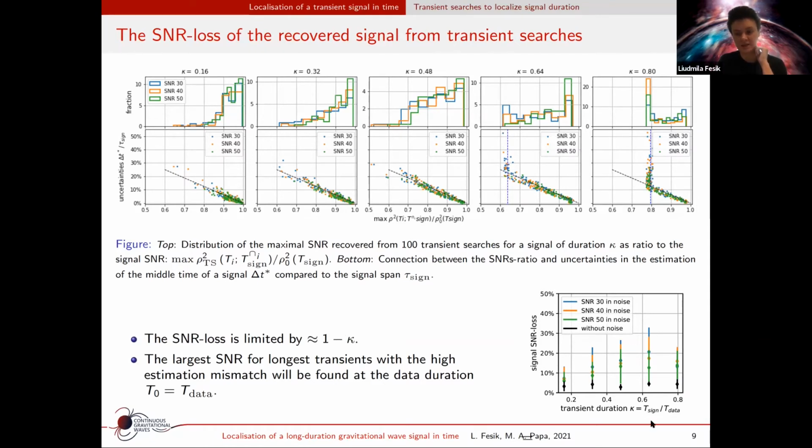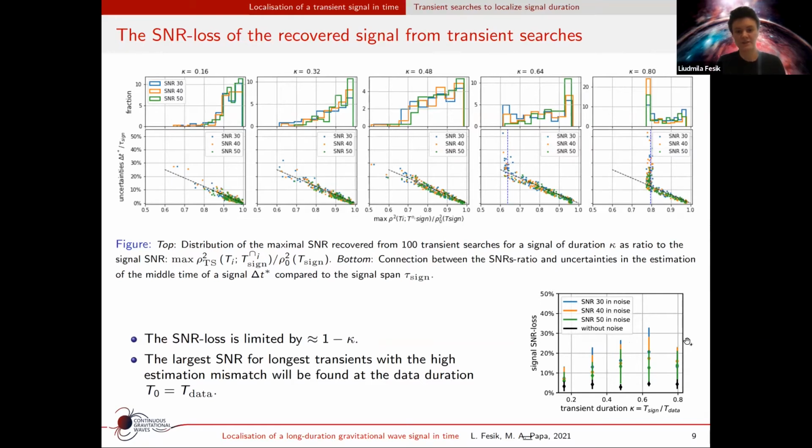So it means that for long duration transient signals, the most important value that we get is the whole time duration. So this is why we are limited by this ratio. For shorter duration transient signals, we are able to estimate the middle time in the noise well enough to get the SNR loss not larger than 30%.